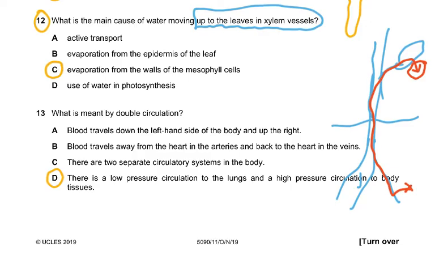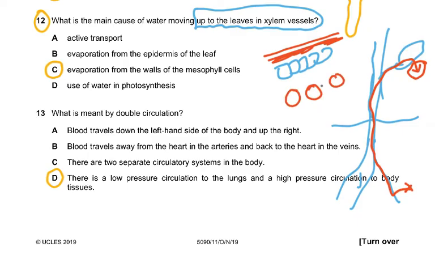evaporation from the walls of the mesophyll cells. If you remember, this is the cuticle, then you have the upper epidermis, then the palisade mesophyll cells, then the spongy mesophyll cells, and the water molecules are on the surface of the spongy mesophyll cells, and then they evaporate and move out of the stomata. So evaporation from the walls of the mesophyll cells, and then the water vapor diffuses out of the leaves. Evaporation from the epidermis of the leaf? No, that's incorrect. Use of water in photosynthesis? No. It says, what is the main cause of water moving up to the leaves?